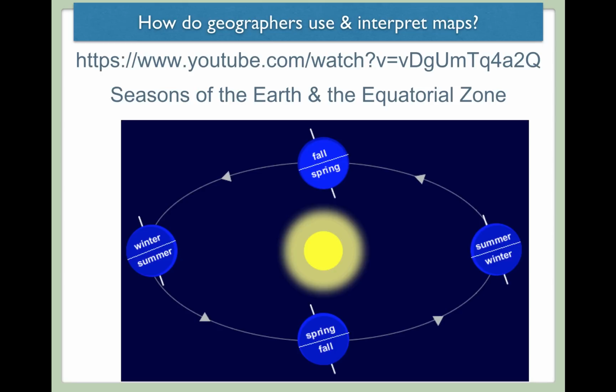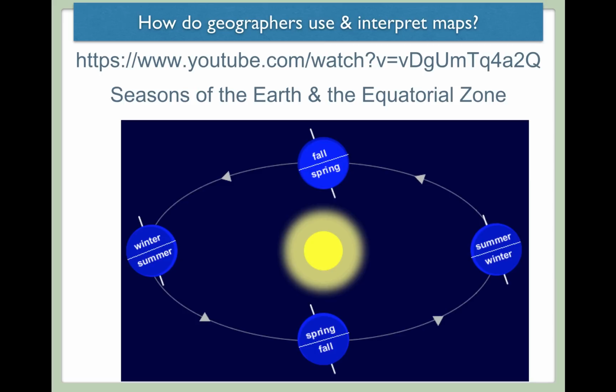First, it's important for us to understand, please do not ever tell someone that the seasons happen because of the distance the Earth is from the sun. We're not closer to the sun during summer and farther from the sun during winter. That's not it at all.